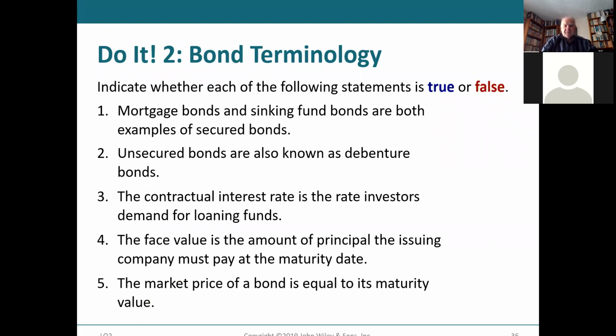Indicate whether each of the statements is true or false. Mortgage bonds are both examples of secured bonds. Unsecured bonds are known as debentures, yep. Contractual interest rate is the rate applied to the face value, the amount of the principal of the issuing company. What do we want to call that? That's the principal. That's what you're going to be paying. The market price of a bond is equal to its maturity value. No, not at all.